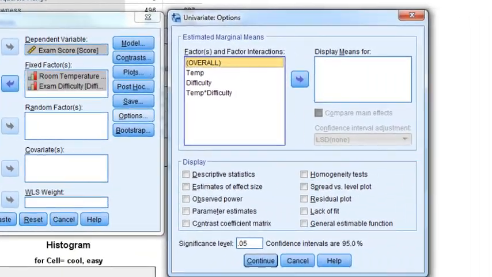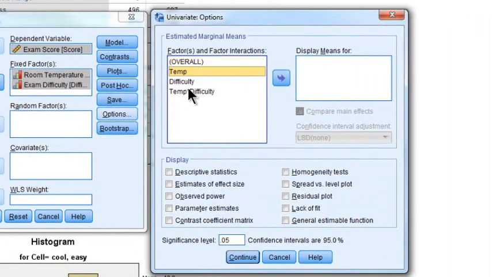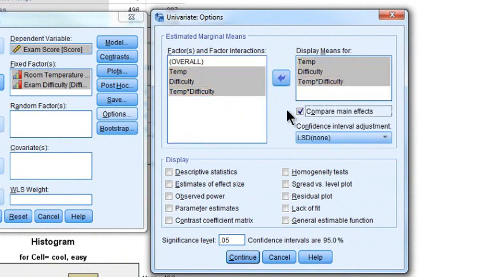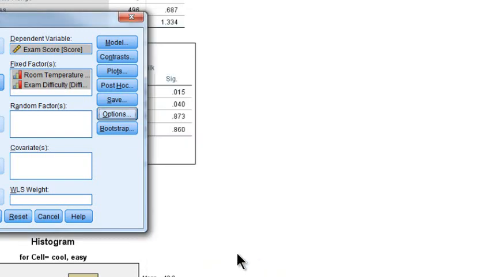I'm going to look at options. I want to look at both main effects and the interaction. I want to display those means. I want to compare main effects. I want to see descriptive statistics, estimates of effect size, homogeneity tests, and nothing else. I'm not going to monkey with the significance level here because I can't do it for some tests but not others. So I'm going to click continue.